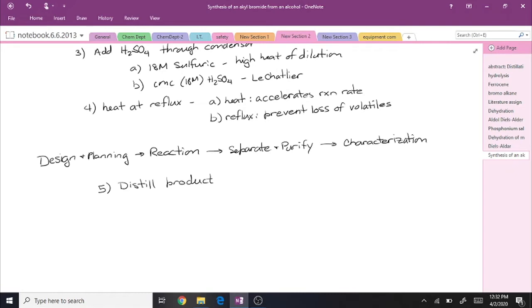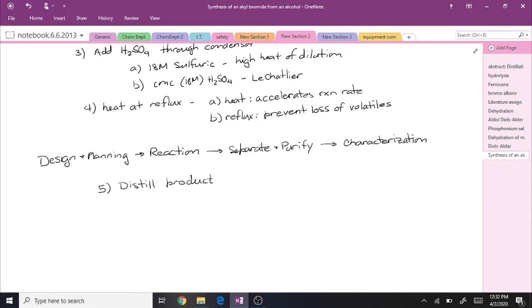Of course, before we do that, we will remove our flask from the heat and allow it to cool just enough to stop boiling. We don't need to get it to room temperature since we will be heating it again, but we do want it to stop boiling so we don't lose our products during the transformation. Then we simply attach a still head, the thermometer, and reattach our condenser, and then we distill the product.